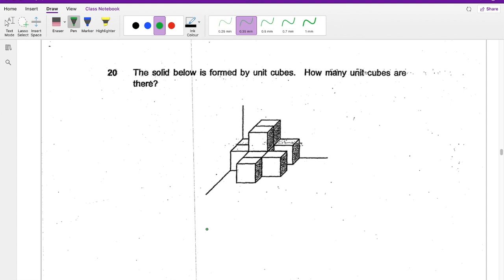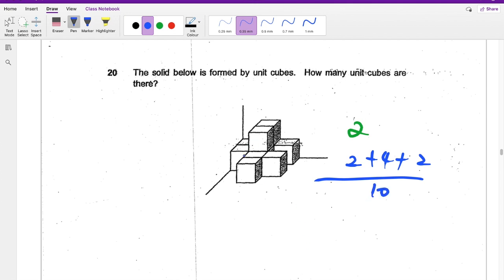Question 20. The solid below is formed by unit cubes. How many unit cubes are there? We can think in different ways. For example, we can think layer by layer. The top layer has 2. How about the bottom layer? The bottom layer has 2, and on this 2 there were 2, 3, 4. So the bottom is 2 plus 4, plus this one which has 2. So in total, it's 10.